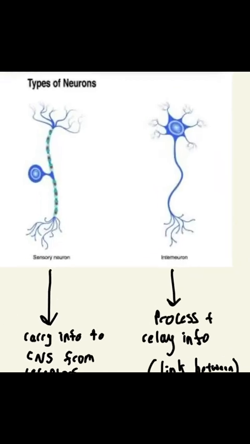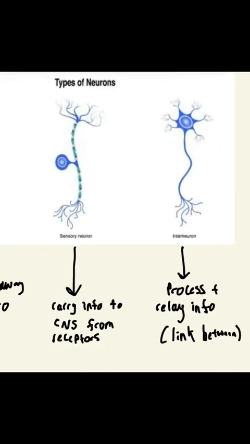If we look at interneurons, they're kind of the in-between neurons. So these ones here, they process and relay the information. So they're only within the central nervous system. So they're within the brain and the spinal cord, and they're just kind of firing in between the brain and within the spinal cord to decide what to do about the situation. So they process the information.